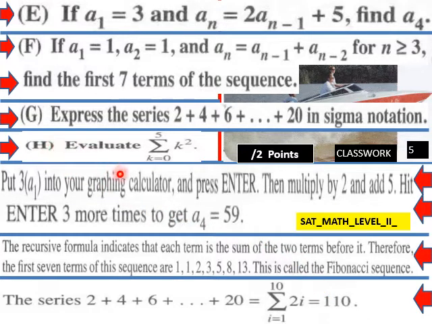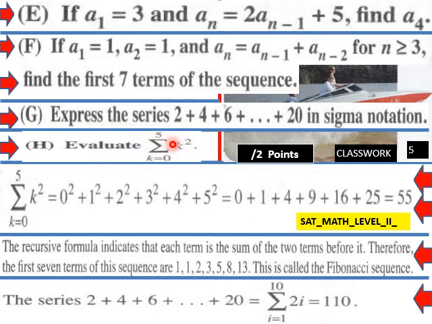And then H, evaluate this summation. We have k equals 0 as our initial, the upper limit will be 5, then k squared. To do that one, we have 0, 1, 2, 3, 4, 5, all squared. We get these numbers, and that comes out to a summation of 55.